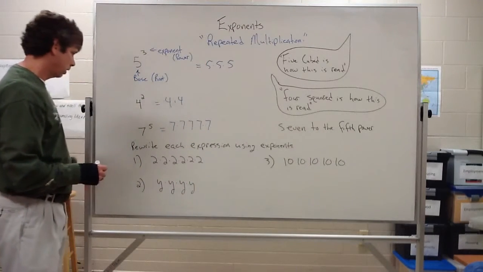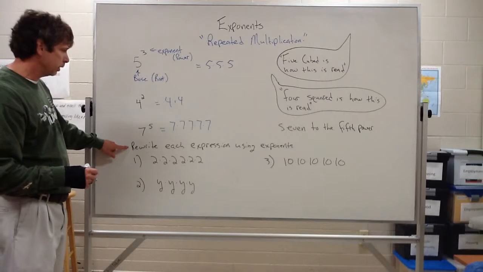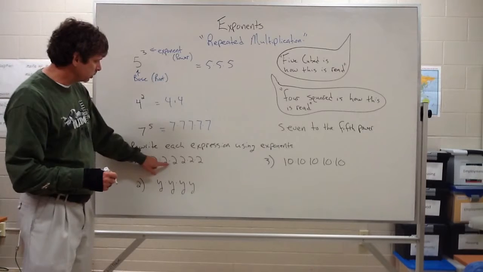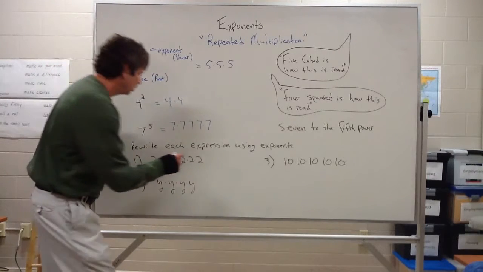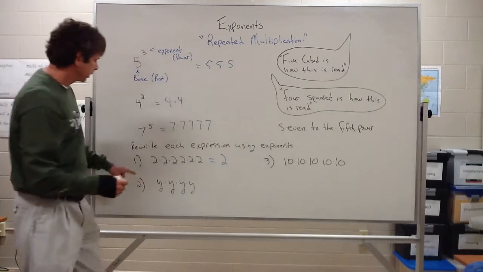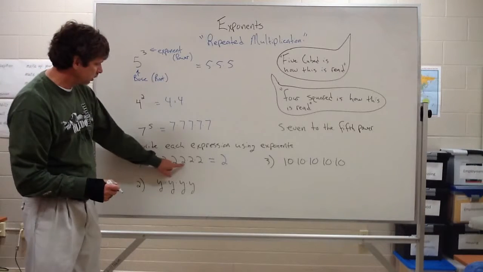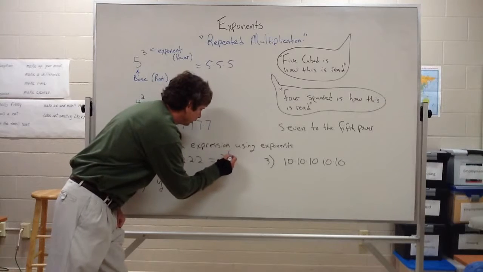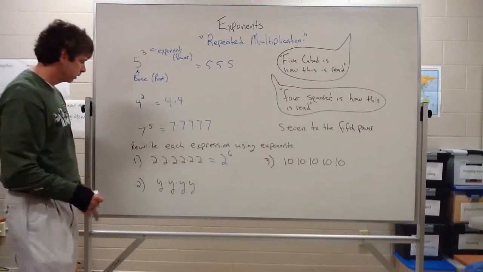Our next thing we want to do is rewrite each expression using exponents. So if I give you this expression, 2 times 2 times 2 times 2 times 2 times 2, we can use exponents to rewrite that. So that's going to be a 2, that's our base. And then how many 2s do we have multiplied together? 1, 2, 3, 4, 5, 6. So we can say it's 2 to the 6th power. And that's another way to rewrite that expression.